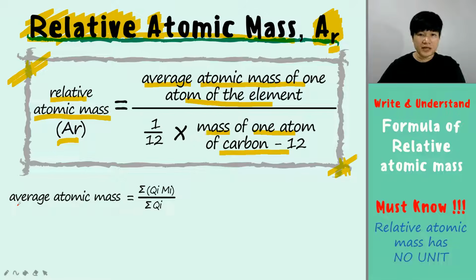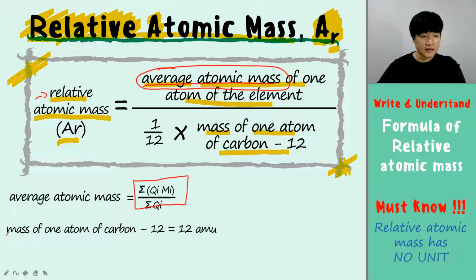What is meant by average atomic mass? The average atomic mass that you have as part of this formula represents the formula that we used just now. In other words, to find the relative atomic mass, you must first calculate the average atomic mass. So you must calculate the average atomic mass so that you can calculate the relative atomic mass. Okay, that is your first step. Second, the mass of one atom of carbon-12 is actually 12 amu. In other words, here should be your 12 amu. And 1/12 times 12, you realize that you can cancel off the 12.